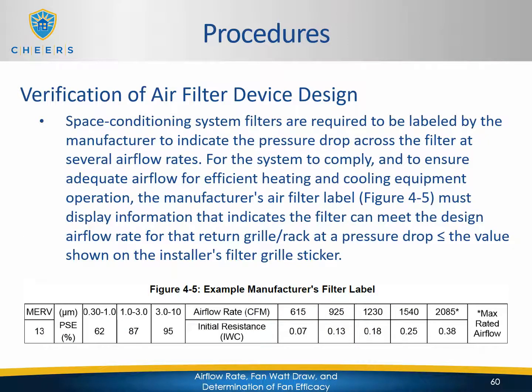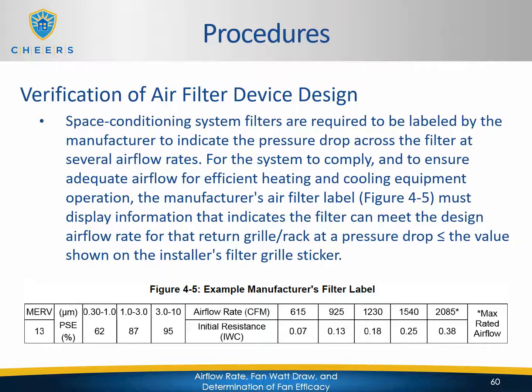Space conditioning system filters are required to be labeled by the manufacturer to indicate the pressure drop across the filter at several airflow rates. For the system to comply and to ensure adequate airflow for efficient heating and cooling equipment operation, the manufacturer's air filter label, which we can see below, must display information that indicates the filter can meet the design airflow rate for that return grill or rack at a pressure drop less than or equal to the value shown on the installer's filter grill sticker. So what we're going to do is compare the sticker that the installer placed with the design values, and compare those to the actual tested values from the manufacturer on the filter label.